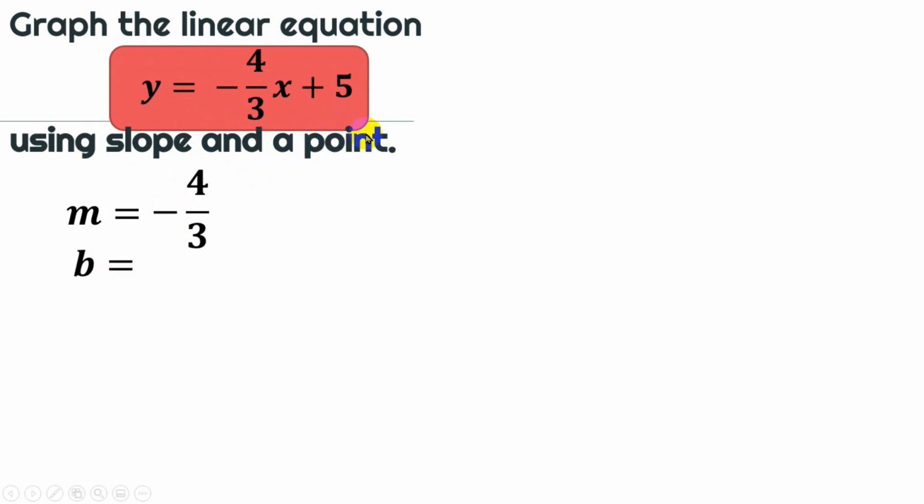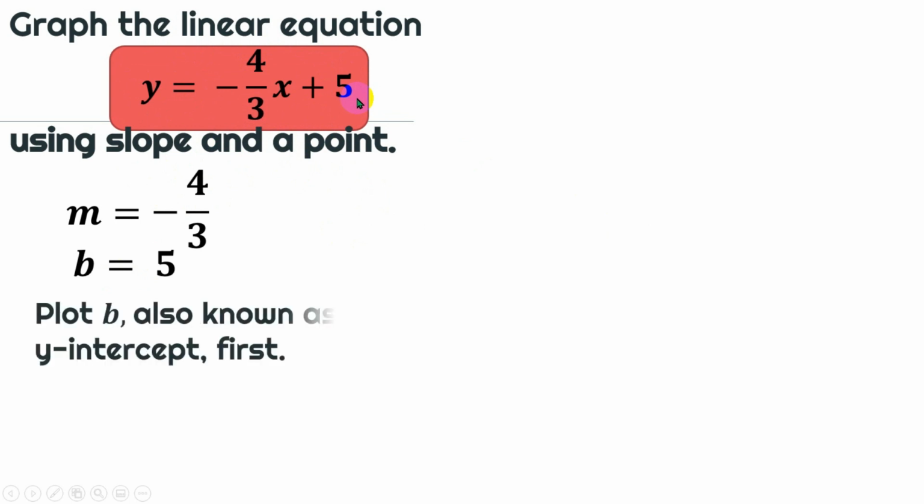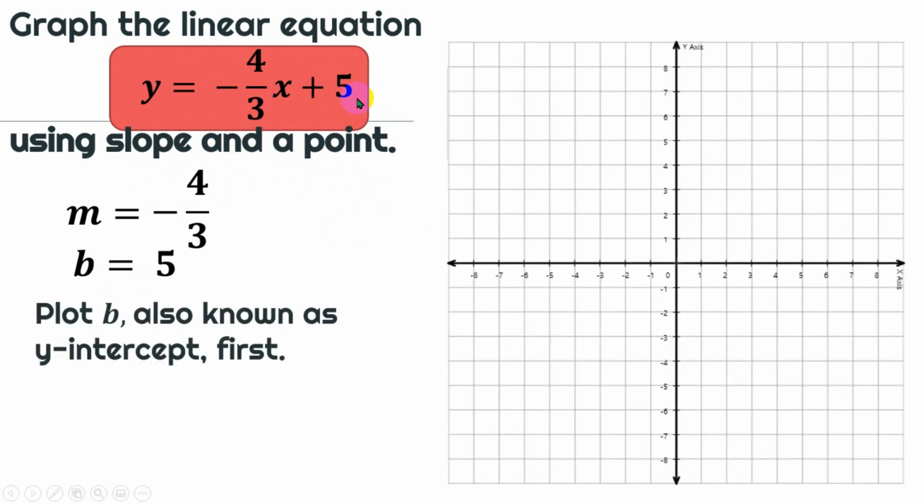Then, we have a point that we can plot from this equation, and that is the positive 5, also known as the y-intercept. Okay? So, since that positive 5 is the y-intercept, we will plot it on the y-axis. Positive 5 on the y-axis. So, here it is. That is where we plot it. That will be our first point.